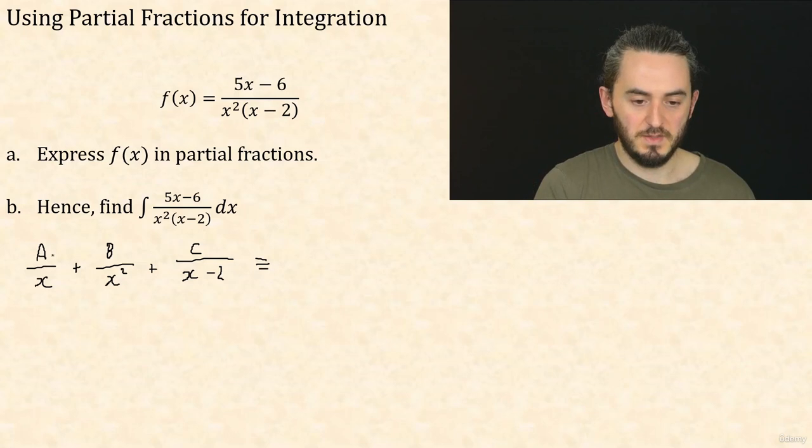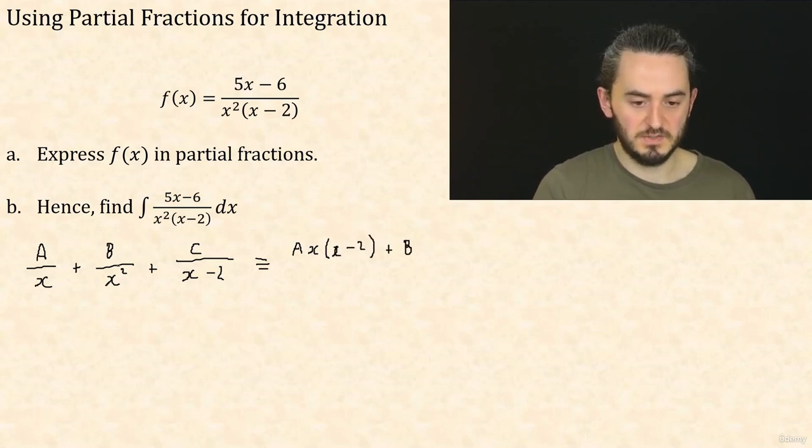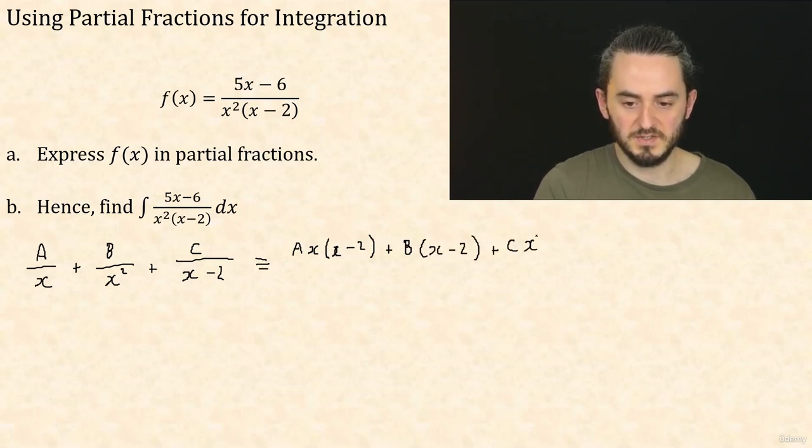So this bracket, in order to get my common denominator, I'll need to multiply that one by x and by x minus 2. I'll need to multiply this one, top and bottom, just by x minus 2. And I'll need to multiply the c by x squared. And when I do all of that, I do get my common denominator of x squared (x minus 2).